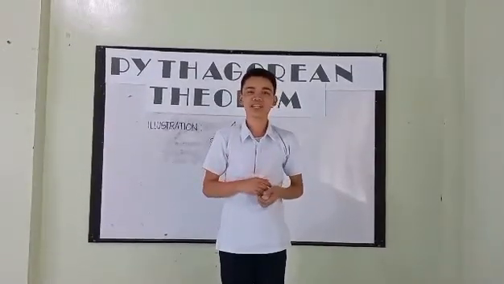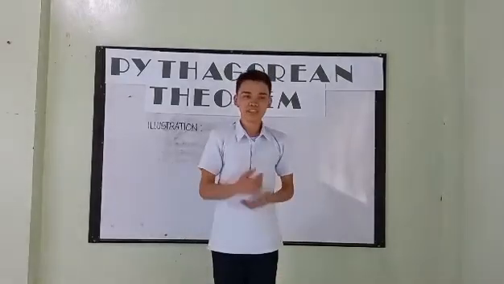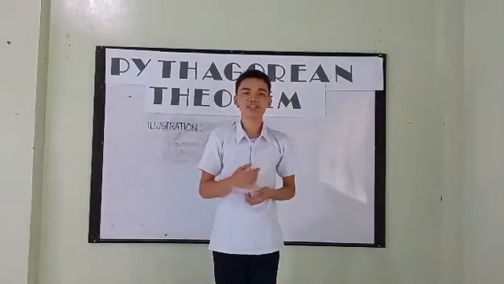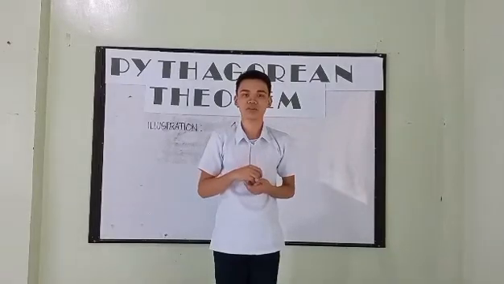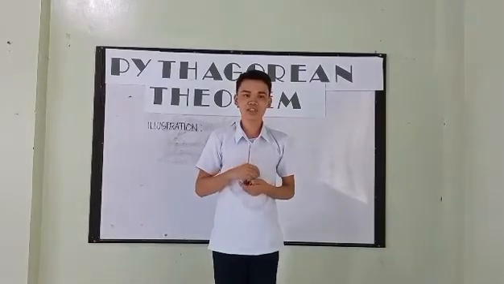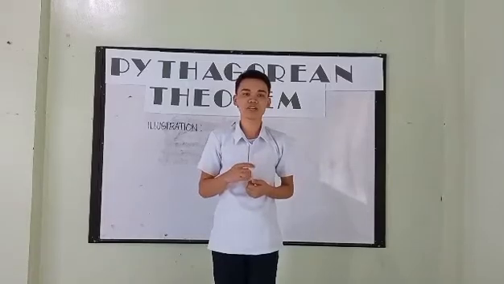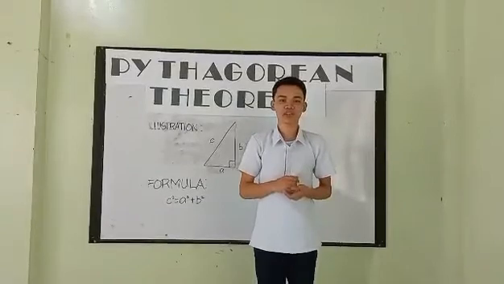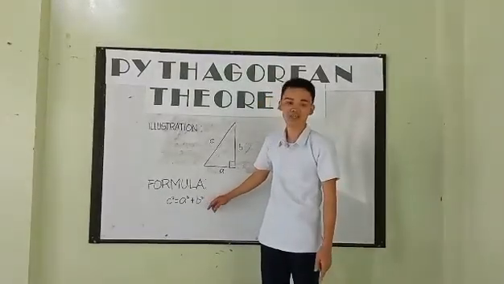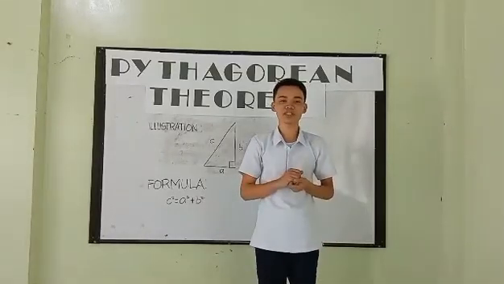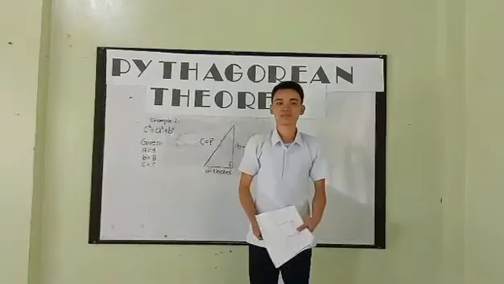So what is the Pythagorean theorem? The Pythagorean theorem is attributed to the Greek mathematician and philosopher Pythagoras and his followers, who proved this theorem about 2,500 years ago. The square of the hypotenuse of a right triangle is equal to the sum of the squares of the legs. The formula of the Pythagorean theorem is c squared is equal to a squared plus b squared, where c is the hypotenuse and a and b are the legs.